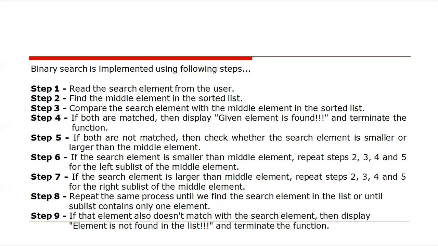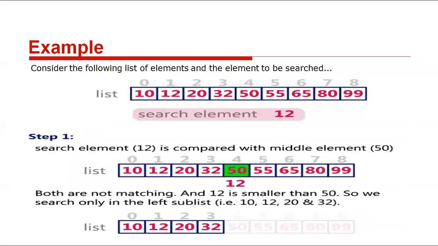Step 6. If the search element is smaller than the middle element, repeat steps 2, 3, 4, and 5 for the left sublist of the middle element. If the search element is larger than the middle element, repeat steps 2, 3, 4, and 5 for the right sublist of the middle element. Repeat the same process until we find the search element in the list or until the sublist contains only one element. If that element also does not match the search element, then display element is not found in the list and terminate the function. So all of you.